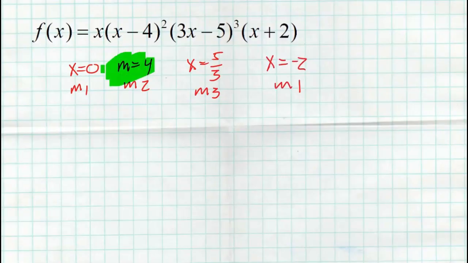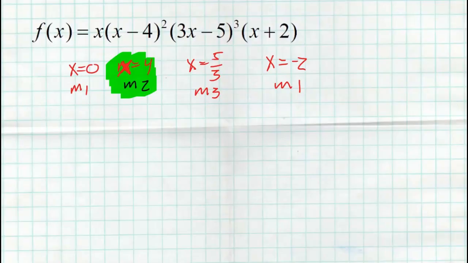So this being the only even multiplicity, at 4 we're going to be tangent. We're not going to cross, we're going to touch. So both sides of 4, I wrote m equals 4, that should have been x equals 4 there, sorry about that. The multiplicity is 2. But both sides of 4 are going to have the same sign. Right? All the other zeros, 0, 5/3, and negative 2, have an odd multiplicity, so it's going to cross at those zeros, one side positive, one side negative.